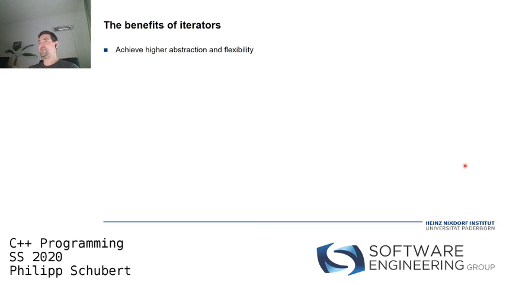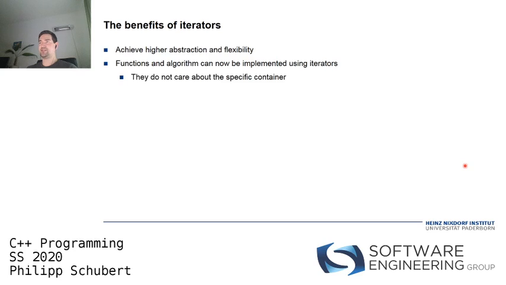So what are the benefits of iterators really? So you achieve a higher level of abstraction and also a higher level of flexibility. Functions and algorithms can now be implemented using iterators. They do not really care about the specific container they are operating on as long as the respective iterators are implemented. And you get also very much for free if you write yourself a container that implements the iterator concept.